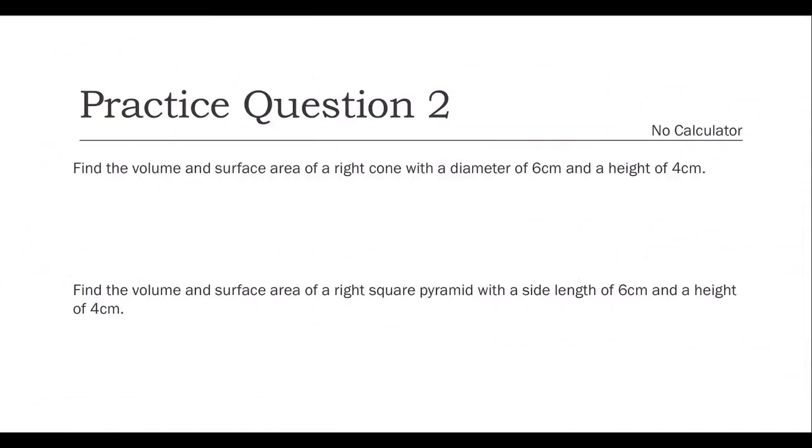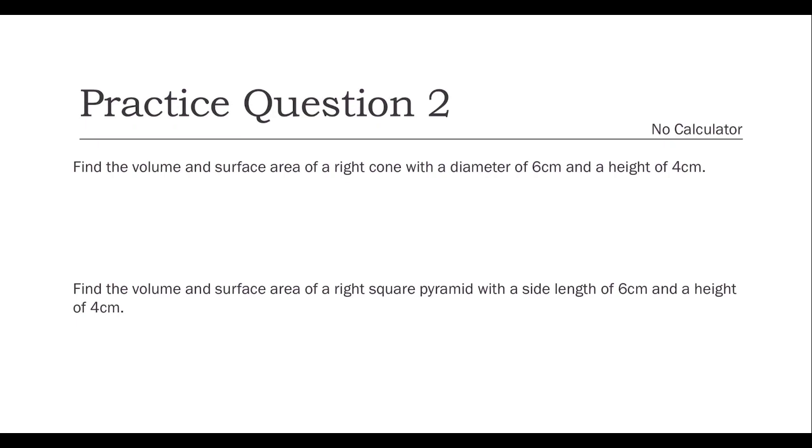Now we have our second practice question, which is also no calculator. It says find the volume and surface area of a right cone with a diameter of 6 centimeters and a height of 4 centimeters. So for the volume of a right cone, we'll have our cone that looks kind of like this. Our diameter is 6 centimeters, which means our radius is 3 centimeters, and our height is 4 centimeters.